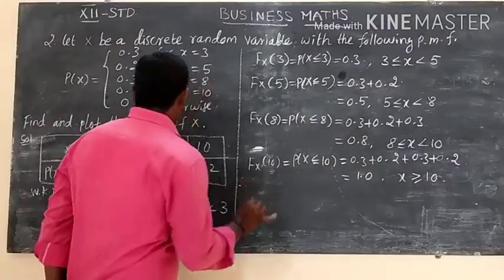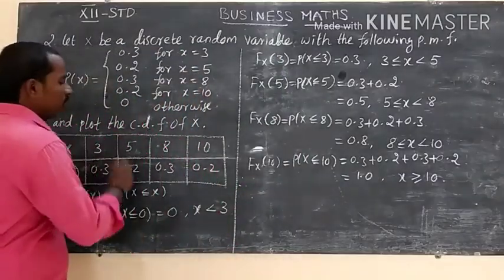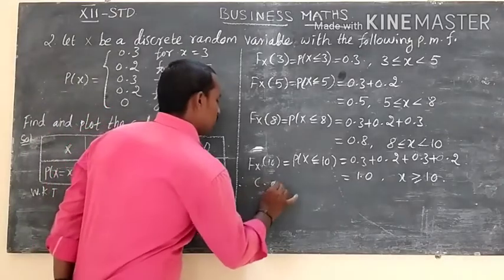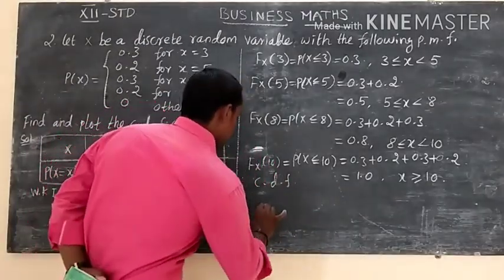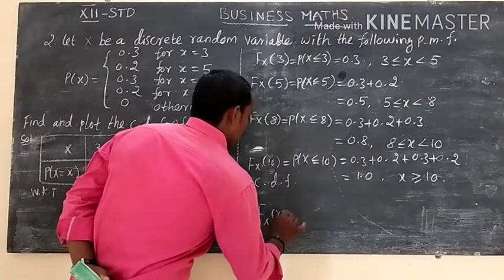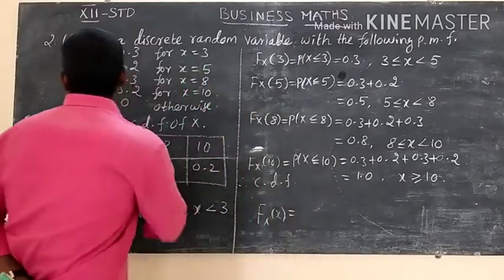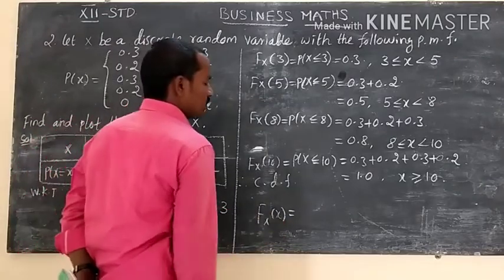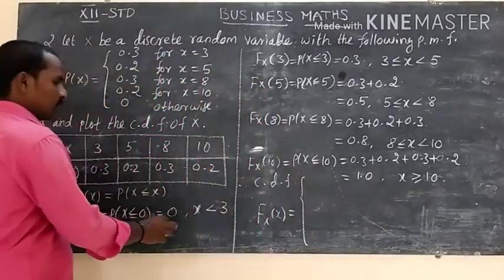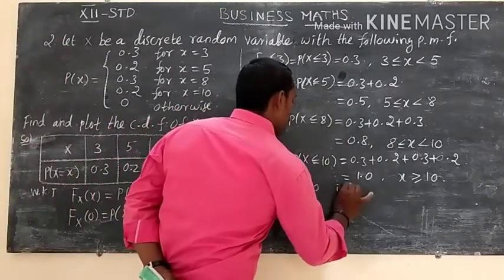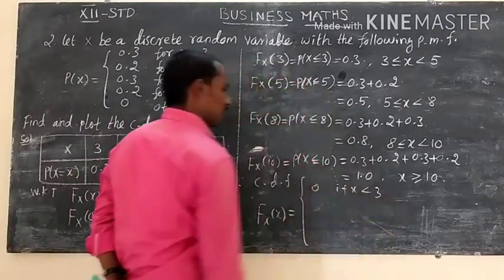Therefore the question is to find the cumulative distribution function. Cumulative distribution function is F(x). F(x) is equal to the P(x) given, so take and write the F(x). The first value is 0 if x is less than 3.